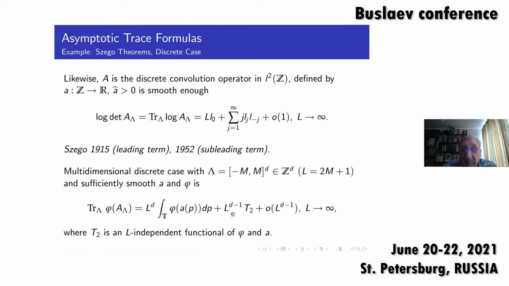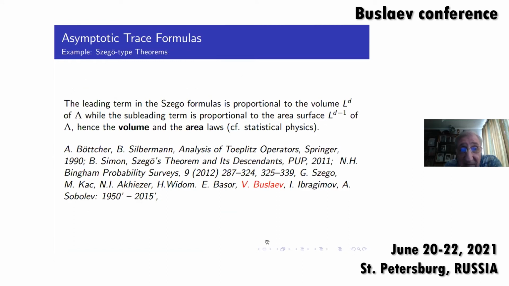The second term is proportional to the surface area, and its coefficient is some functional, not simply written, but nevertheless explicitly written, of these two functions, the test function and the symbol. So we have a lot of things done, and there is enormous literature on the subject about the Szegő theorem and related things, usually called Toeplitz operators. I mentioned not Toeplitz but convolution, but there are some subtleties that I don't want to discuss here.